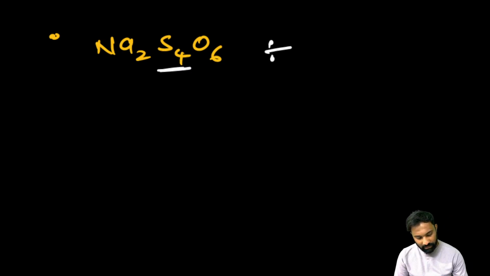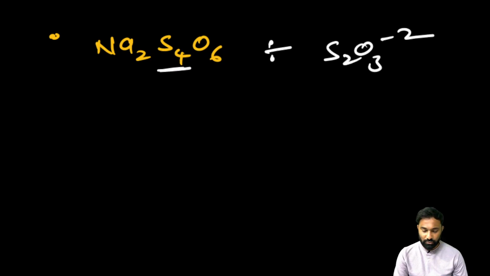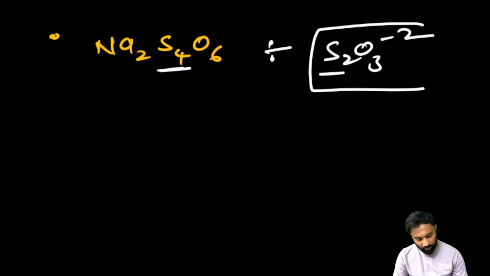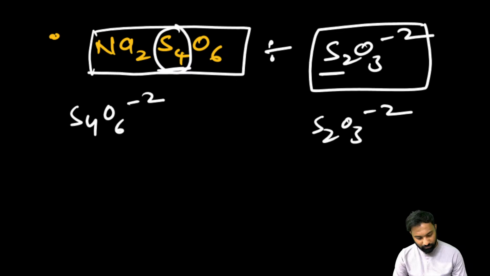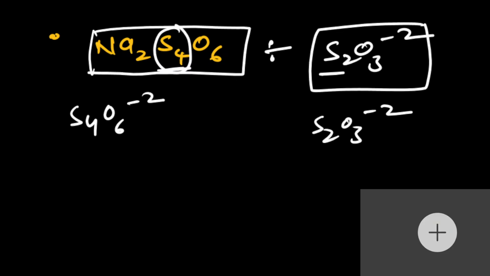Now this one they may give like this also: S2O3 minus 2. S2O3 minus 2 also they can give. Now what is the oxidation number of the sulfur here? Sorry, this is the IPO, Na2S4O6. Not Na2S2O3, this is not the IPO. And what is the sulfur oxidation number here? What is the sulfur oxidation number in S4O6 minus 2 and S2O3 minus 2? What is the oxidation number of the sulfur in this case, and in this case?